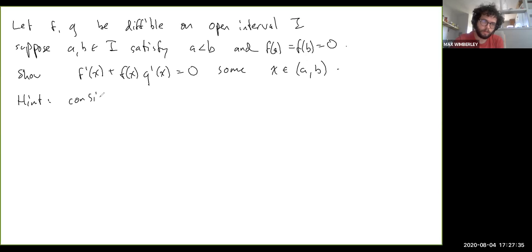Consider h of x equals f of x e to the g of x. So yeah, I think it's not actually a particularly tricky problem. So let's say we'll resume at like 5:35.